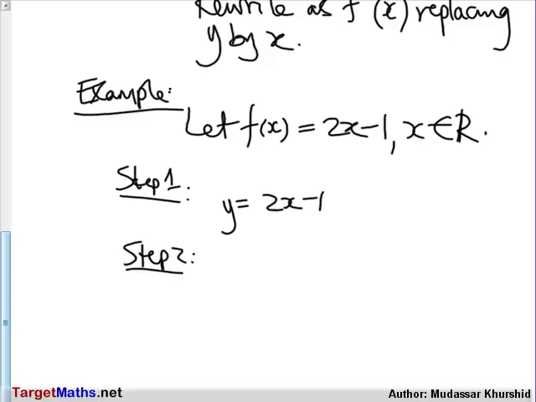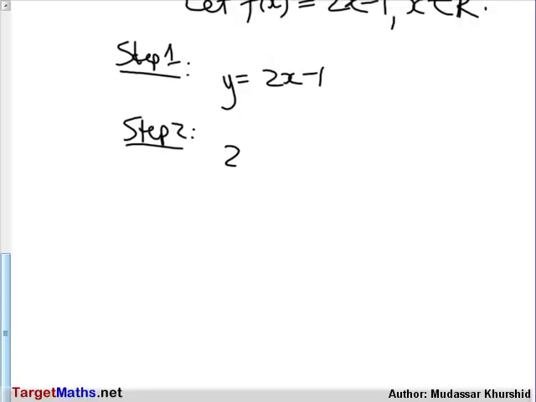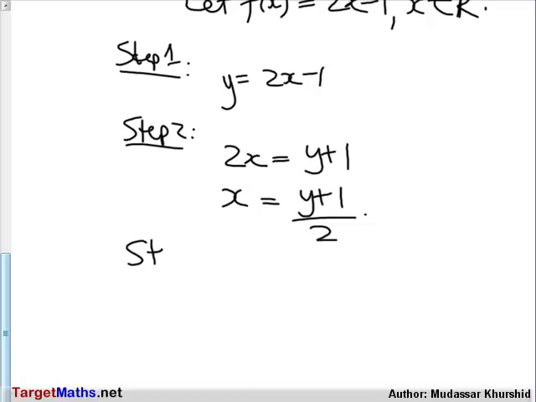Step 2, rearrange to find x in terms of y. So 2x is equal to y plus 1, x is equal to y plus 1 divided by 2. Step 3, rewrite as the inverse function, replacing y by x.